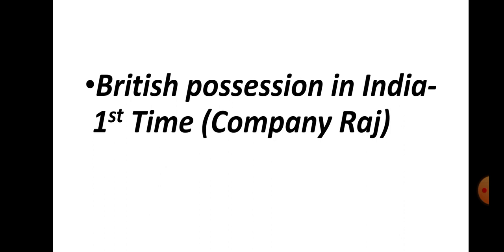So British possession in India for the first time, that is Company Raj. Here, Pitt's India Act. From the Pitt's India Act, they come up with the first Company Raj. They are going to start factories, and they are going to be ahead because of these acts. So now we'll move on to the Charter Acts.